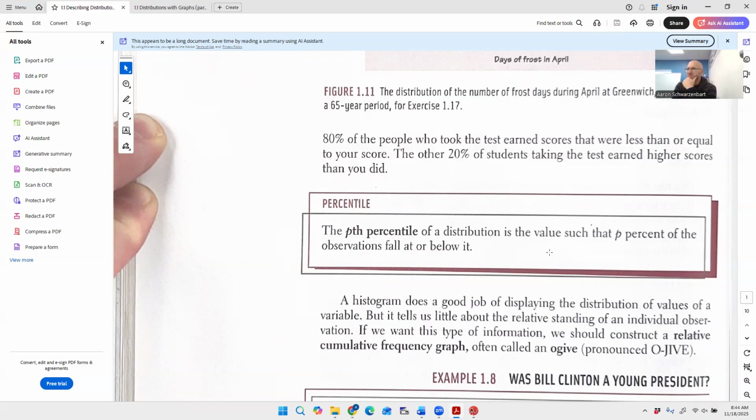Okay, do you guys know what percentile is? When you get your percentile rank on, say, your SAT score. Say you rank 80th percentile, what does that mean? You scored better than 80%. Not that you scored worse than 80%.